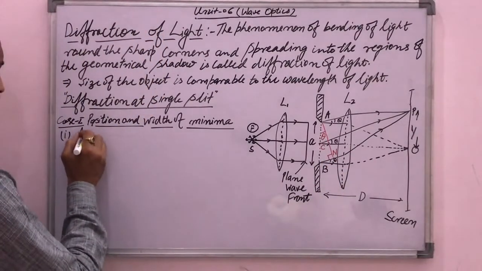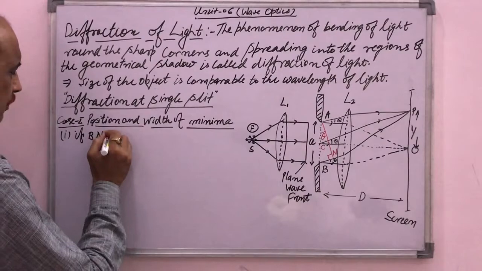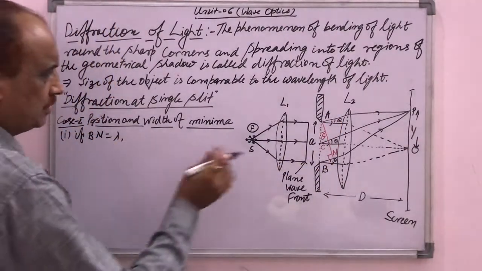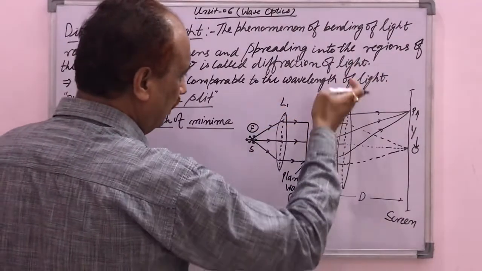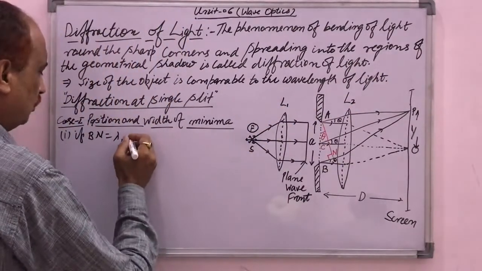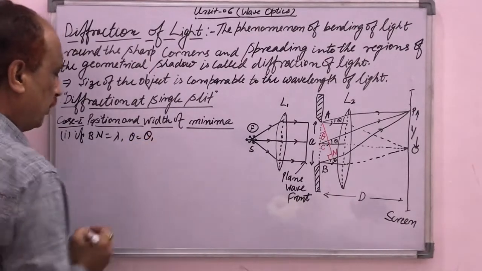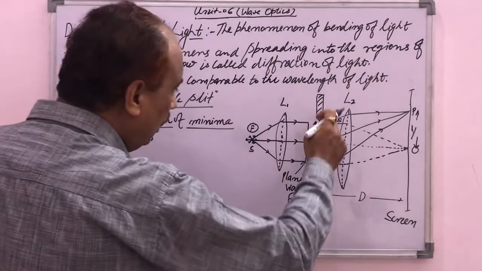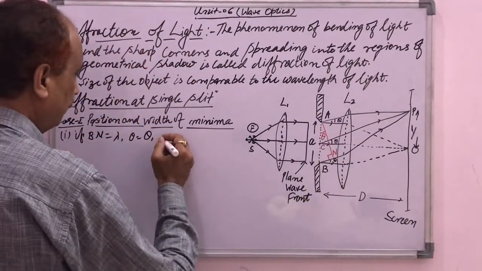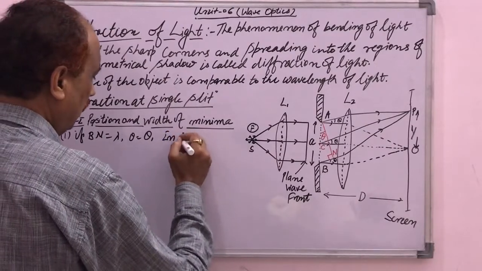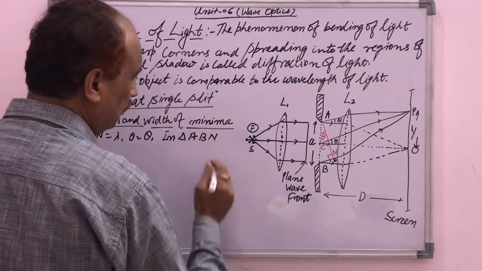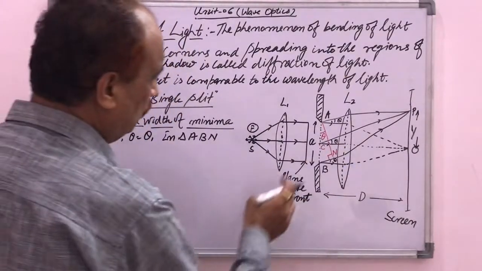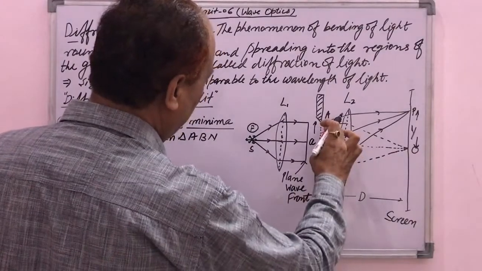So if the path difference is equal to lambda, and the angle through which the light bends and then is incident on L2 makes an angle, suppose theta, for the first condition, theta equal to theta 1. Now in triangle ABN, we have to find out that path difference. What is the path difference? In that condition, we have to find out the value of sine theta.